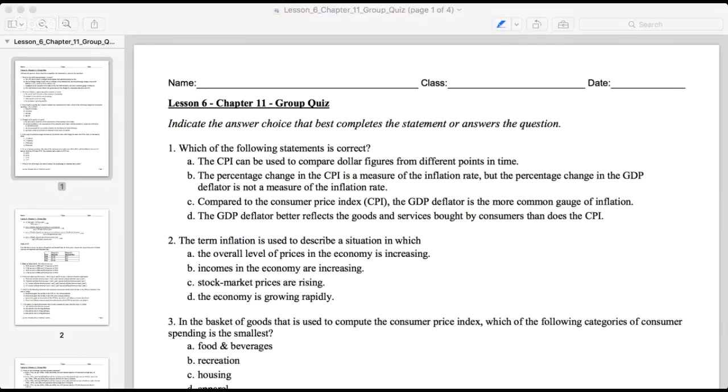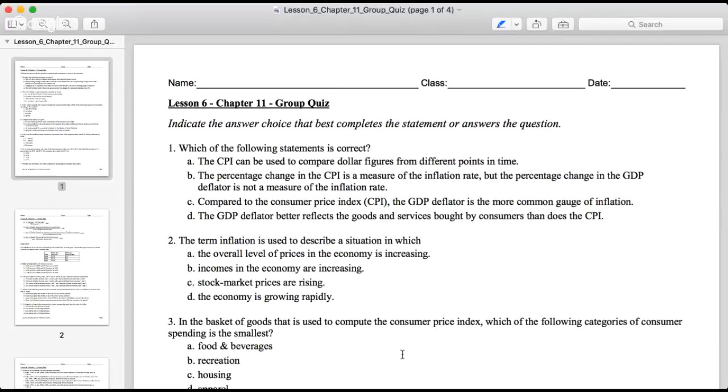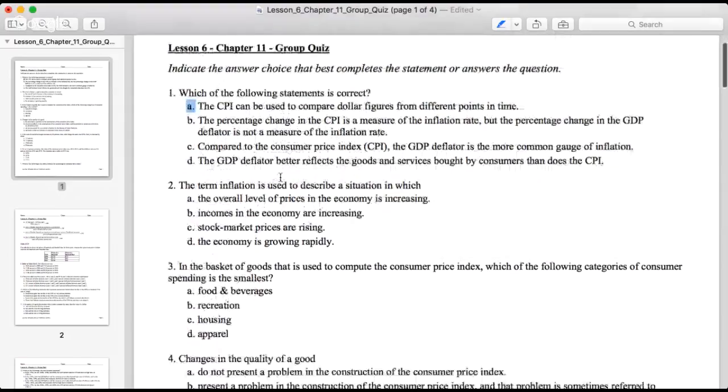So that part is not correct on B, so it might be A. Okay. All right. We'll go with A on that one. All right. Let's go to number 2.